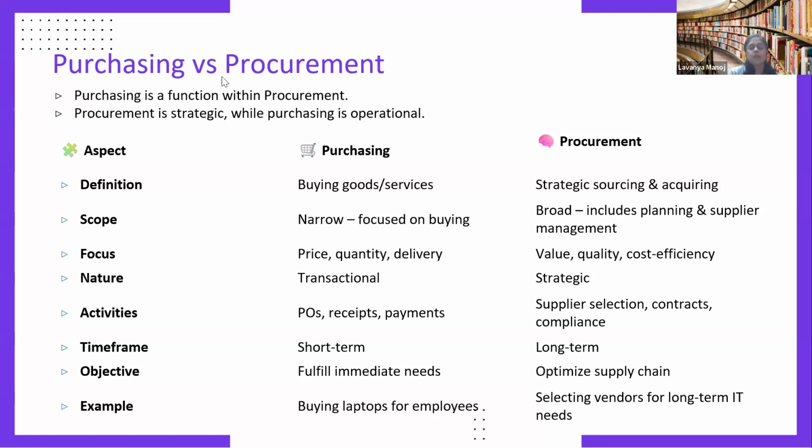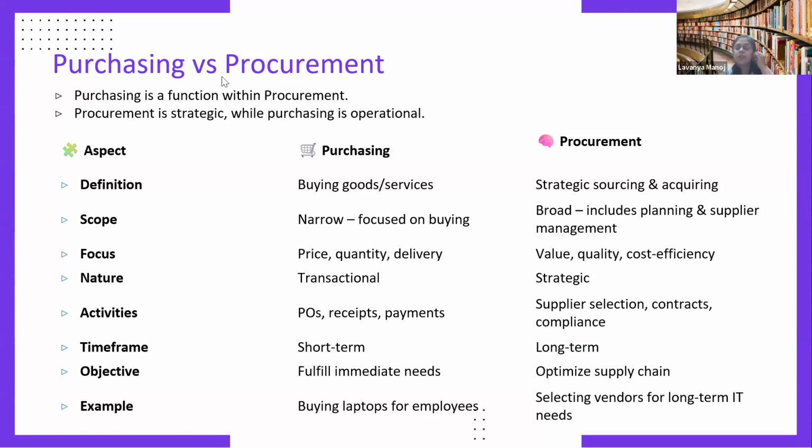Activities. So POs, purchase orders, receipts, and payments. Usually, when we buy a product, what do we get? When we are ordering the product, the company, the retailer, immediately creates a purchase order, and then the receipts and payments. Usually, those are the activities or the documents involved in purchasing.